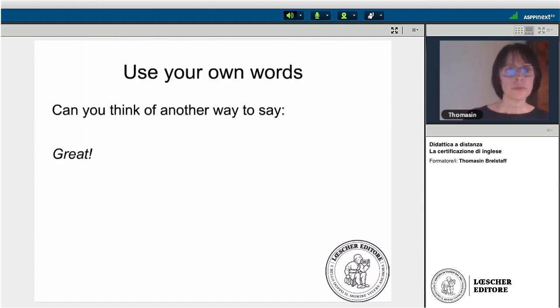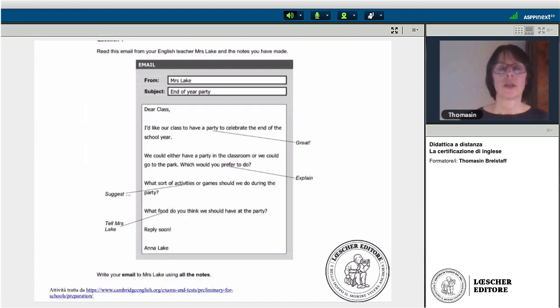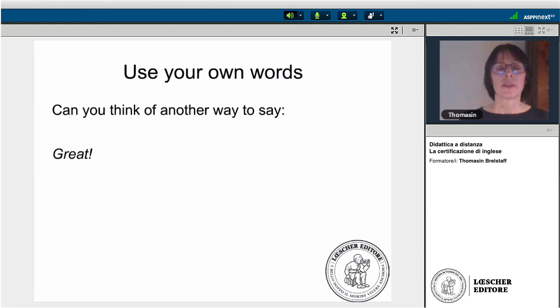So, let's have a look. We need to think of, if we look at the first point, it says, I'd like our class to have a party to celebrate the end of the school year. And your comment on there is great. But can you think of another way to say great? Because if you put great, the examiner will know that you can copy the word great, but they won't know that you understand it or that you can find another word for it.